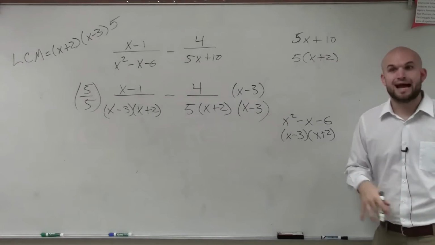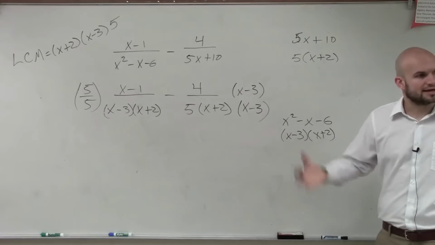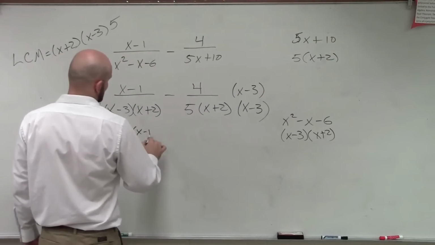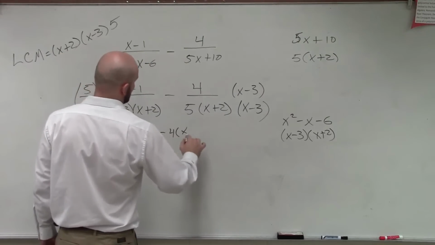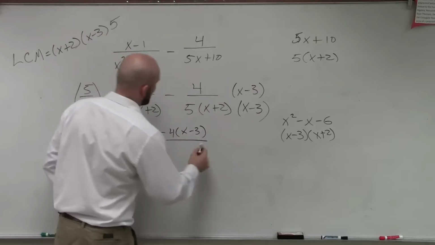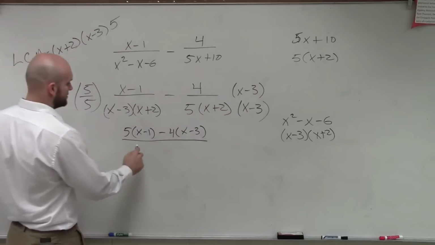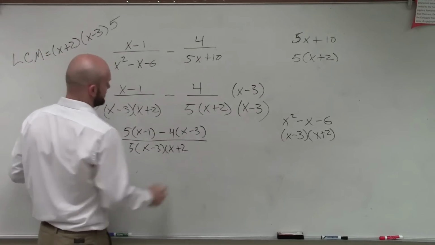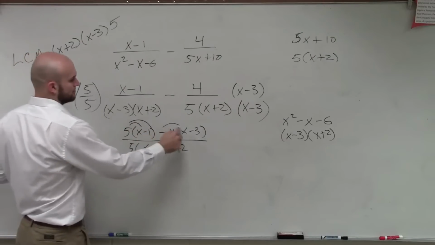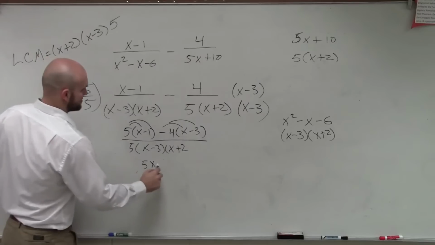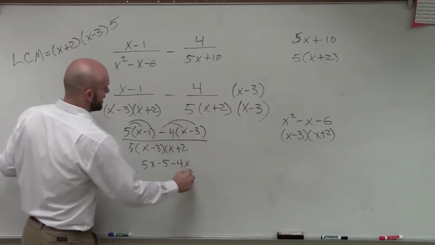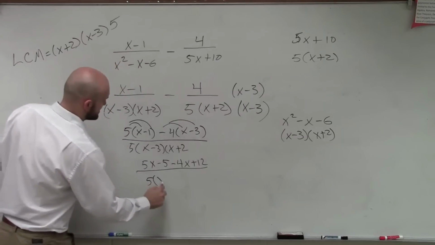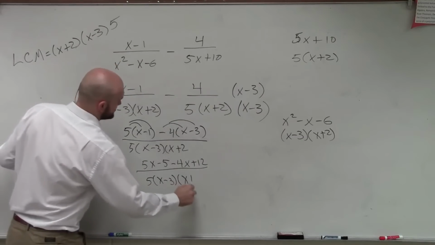Everybody follow? Now, we just multiply our numerators and combine our denominators. So therefore, I have 5x minus 1 minus 4 times x minus 3, divided by, I can now combine my denominators into 1, which is 5 times x minus 3 times x plus 2. Now, I distribute. I get 5x minus 5 minus 4x plus 12 divided by 5 times x minus 3 times x plus 2.